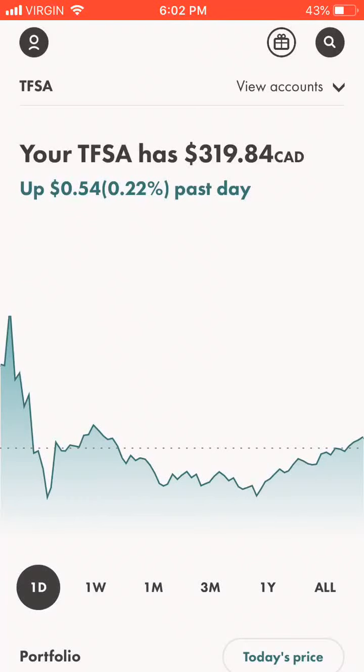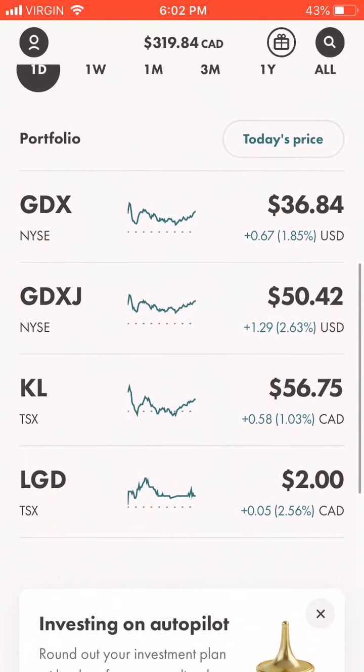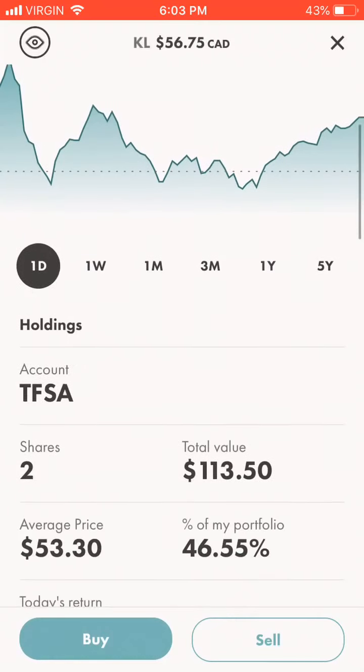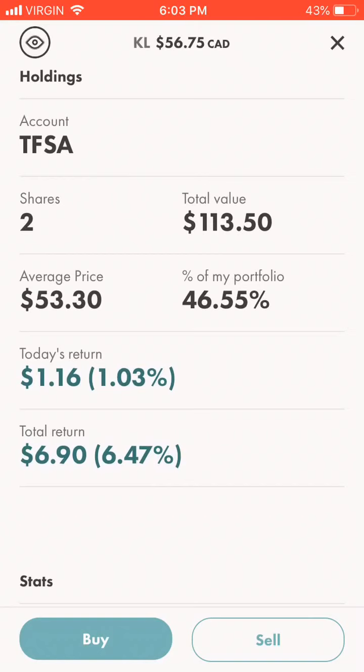So as you can see here, here is my TFSA account. I have $320. You can see in my portfolio, I have four holdings. Let's say I'm going to sell KL, Kirkland Lake Gold. KL is a Canadian gold mining company, but that doesn't really matter. You can see here we bought it at $53.30. And let's say I'd like to sell this one.